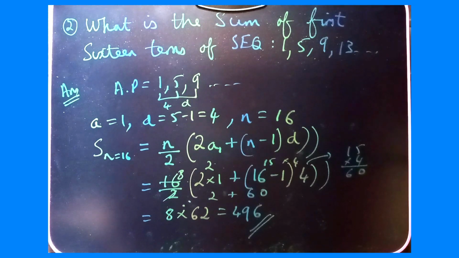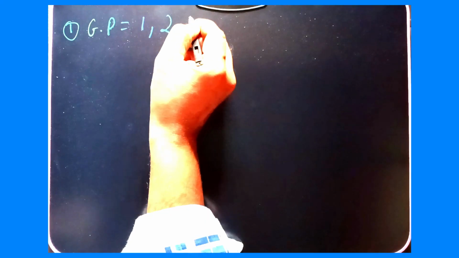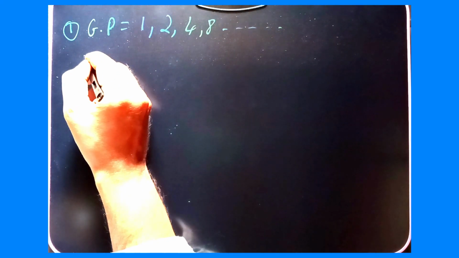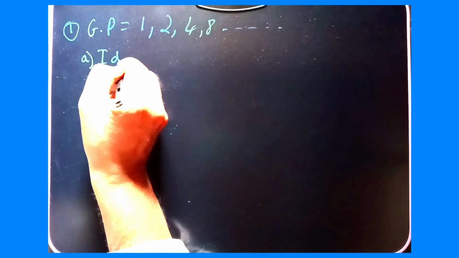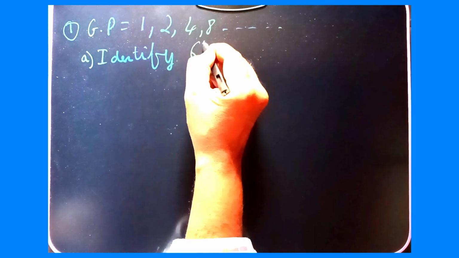So can we take the next one? Next one we can take for geometric progression now. Let us solve some problems for geometric progression. First problem. We have a geometric progression like 1, 2, 4, 8 and so on. The question is to identify the sixth term.